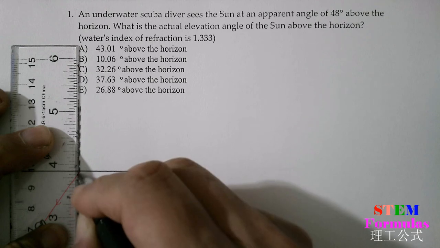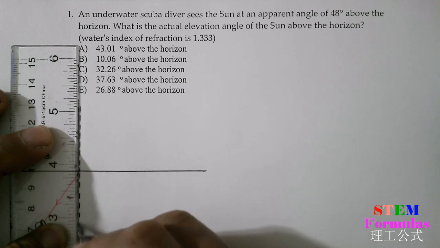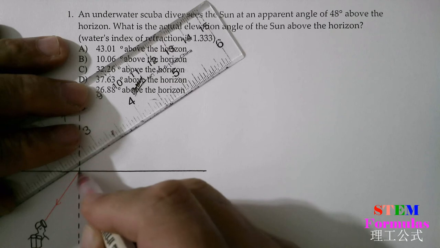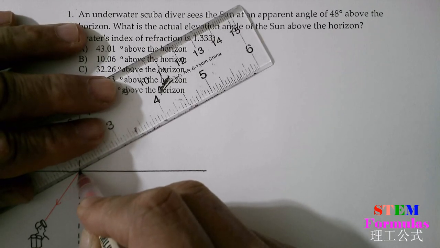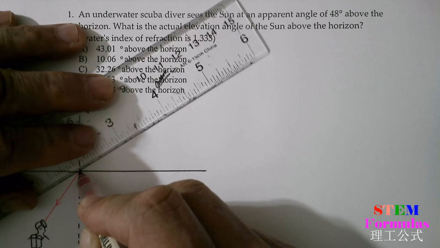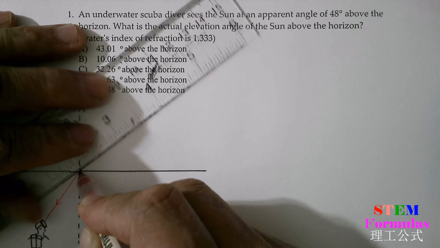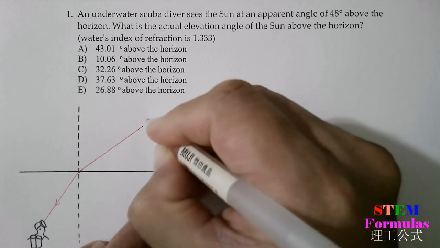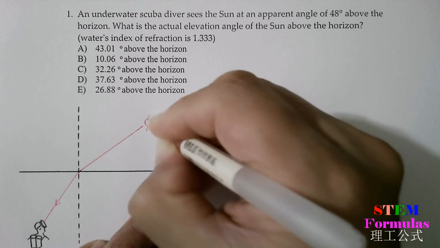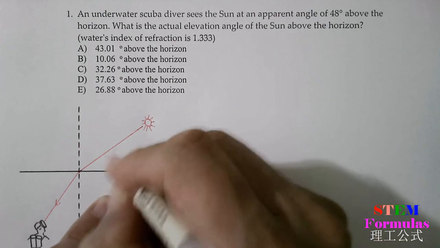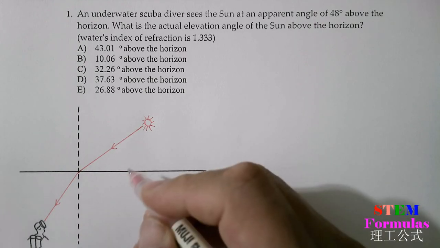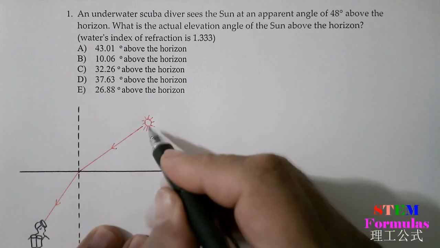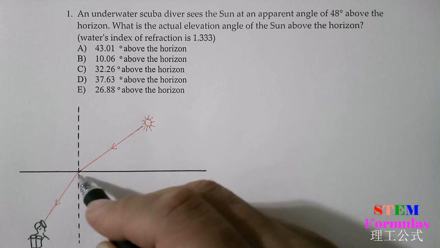At this point, normal line. Now, the sunshine comes from this point. Here the sun. Now he sees the sunlight coming from this, from the sun to here and here.